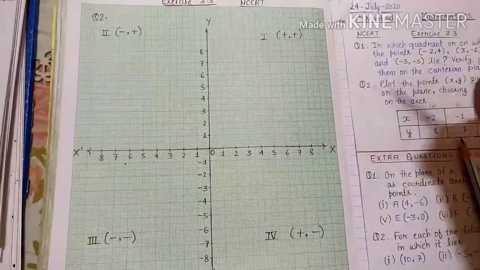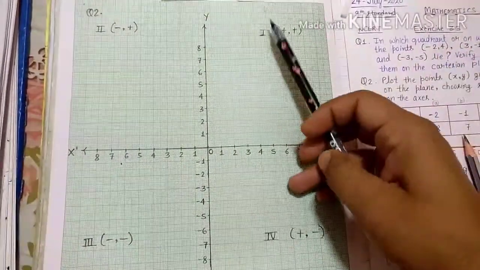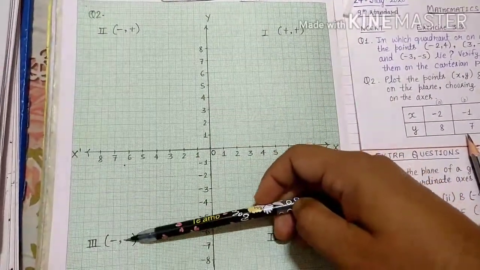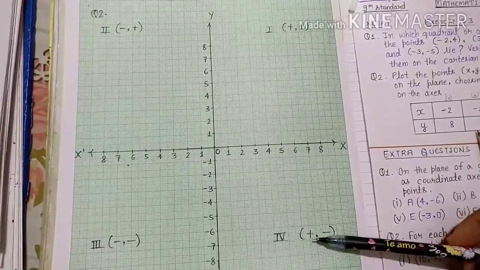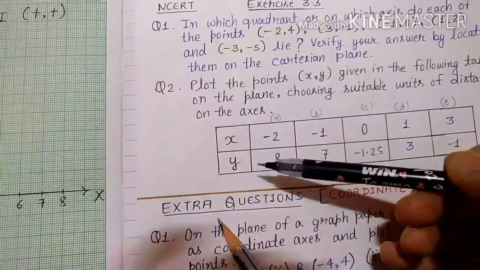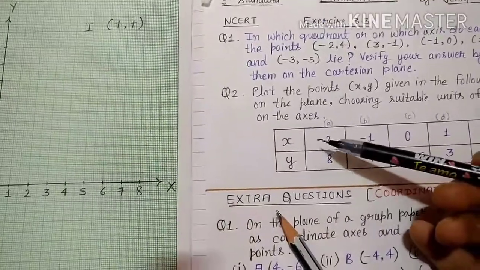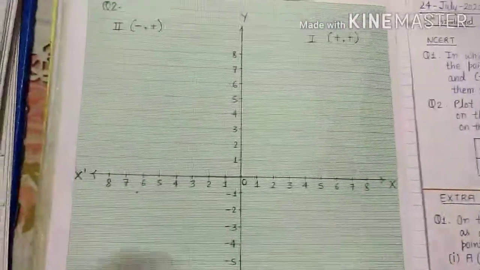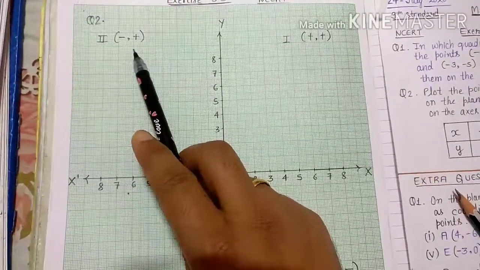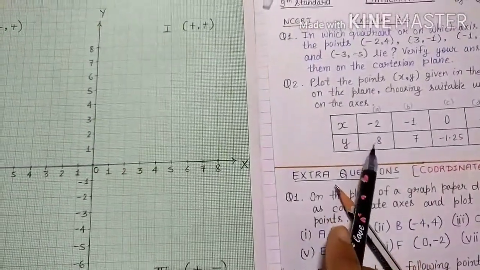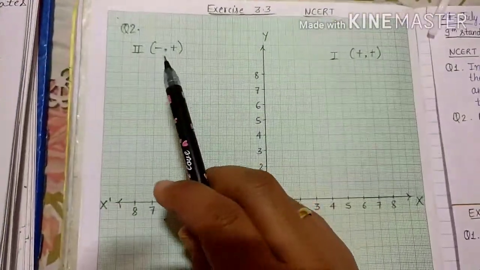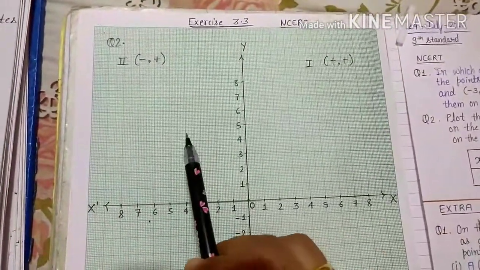So we have divided this graph into four quadrants: quadrant 1 shows plus plus, quadrant 2 shows minus plus, quadrant 3 shows minus minus, and the fourth quadrant has plus and minus. Let's locate the first point, (-2, 8). The minus 2 is of minus sign and the 8 is of plus sign, so minus plus. Minus plus comes in the second quadrant, so (-2, 8) will come in the second quadrant.